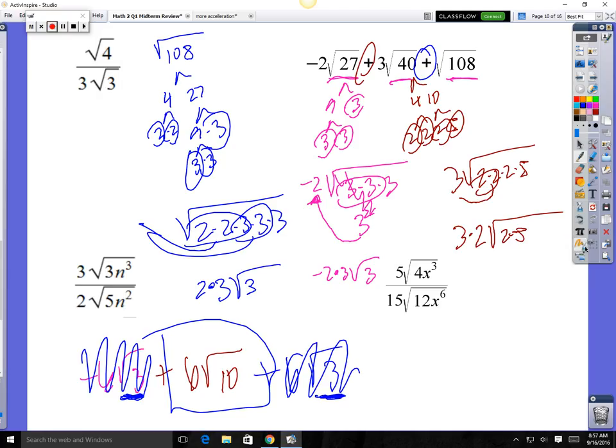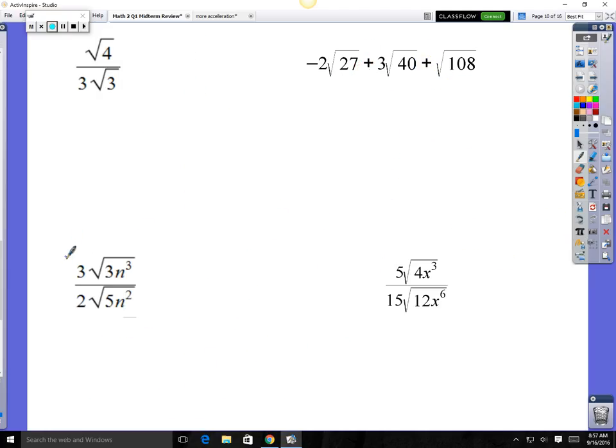Next one. Let's look at this fraction right here. Okay, 3 and 2 are on the outside, so they play together, but they cannot be simplified. They've got nothing in common. So the underneaths play together. 3 and 5, they've got nothing in common, but my n's do. If I've got some n's on top and n's on bottom, 2 of these n's on bottom are going to undo 2 of the n's on top. So I'm going to take these 2 n's, and they're going to undo 2 n's up here. So really what I've got is just 1 n on top.